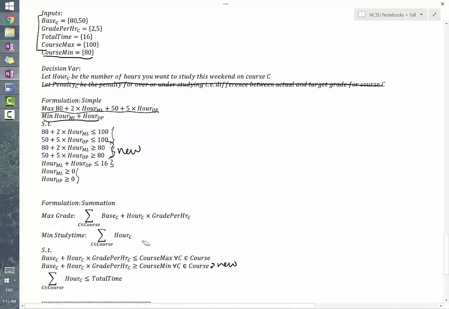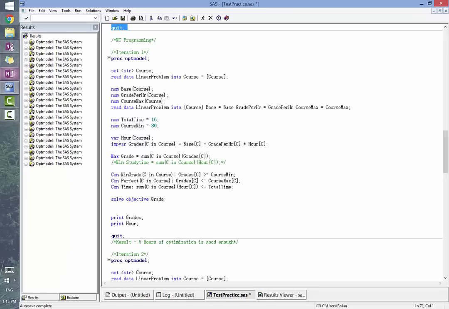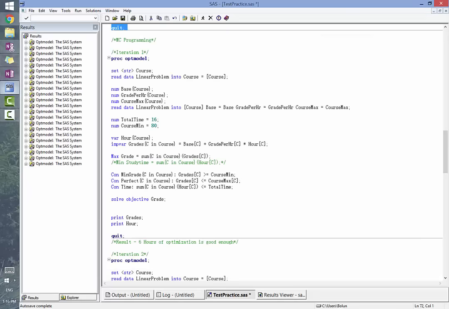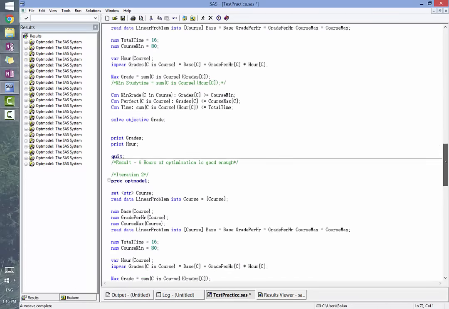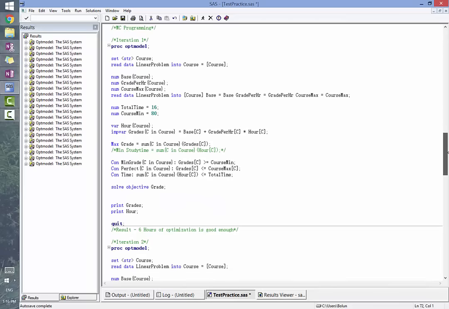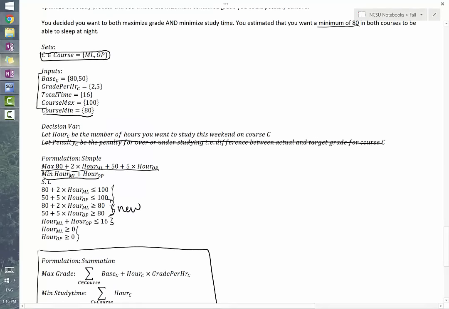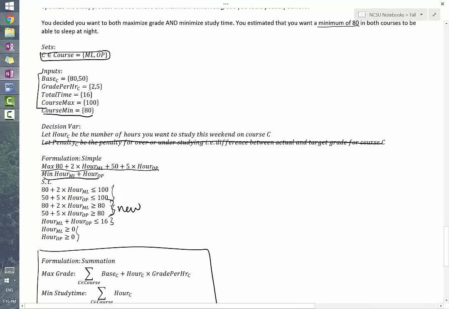So as usual, since nothing really has changed, let's take our formulation and to SAS we go. That is not SAS. Where's my SAS? To SAS we go. Now my code for this is going to be a little long, but you'll see why. Again, we start with proc-op model. Our sets corresponds to our set. Our inputs, again, corresponding to our inputs.